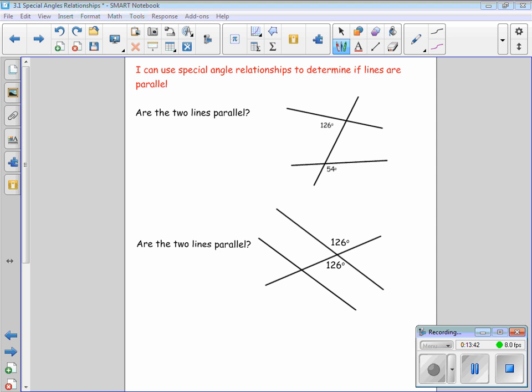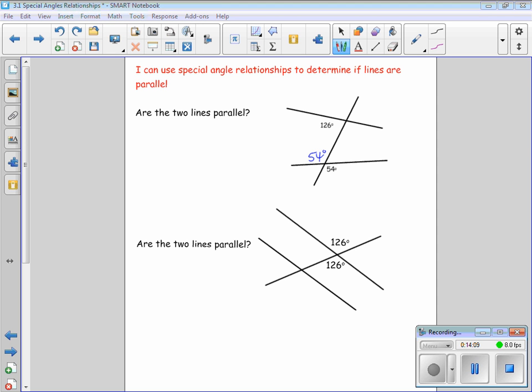Next up is I can use special angle relationships to determine if lines are parallel. So I'm looking at these two angles, and there's no special name for those. They're not alternate exterior. One's interior, one's exterior. So there's no special name for that. Therefore, there's no special property. But I'm not giving up. Remember, you're trying to work on your problem-solving skills this year. And so if you gave up at this point, that would be a mistake.